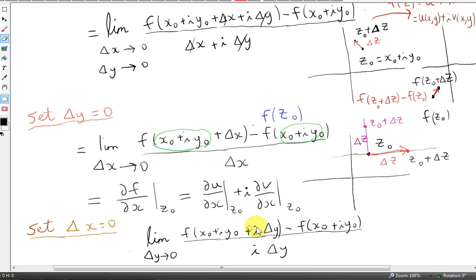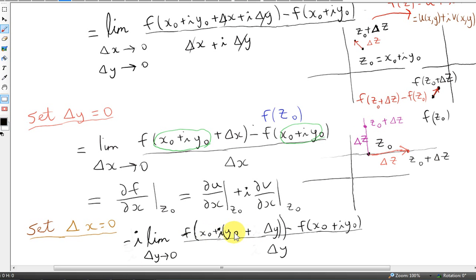You can see that we haven't changed x0 by any amount, but we have changed y0 by the amount delta y. So I'll just factorize i out of this. Now we can also factorize 1 over i out of this limit. It's just a constant. If we multiply above and below by i here, we'll have i over i squared. Well, that's i over minus 1, or minus i. So this thing is just minus i.